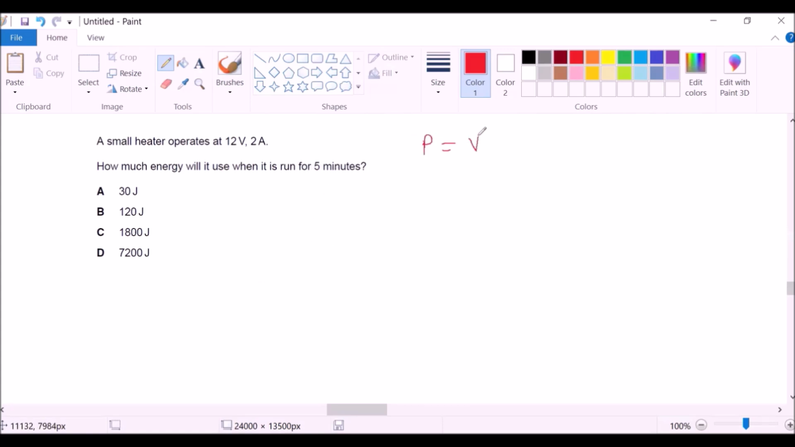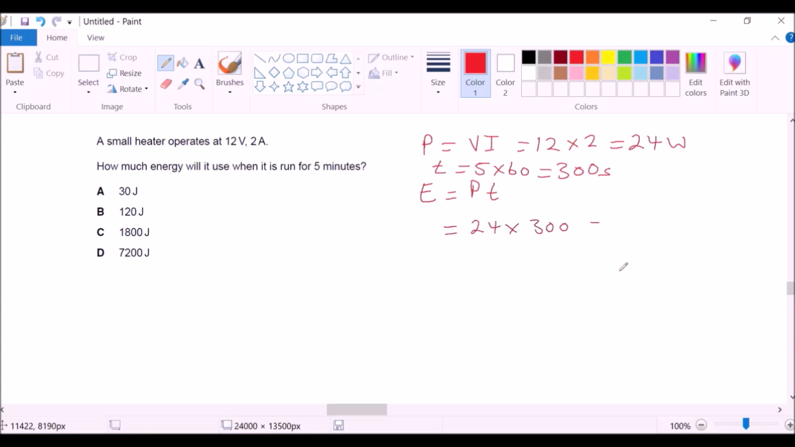Power is equal to voltage times current, which is 12 times 2, which is 24 watts. Energy is equal to power times time, but our time needs to be converted to seconds. Time is equal to 5 times 60, which is 300 seconds. So our energy will be 24 times 300, which will give us 7,200 joules.